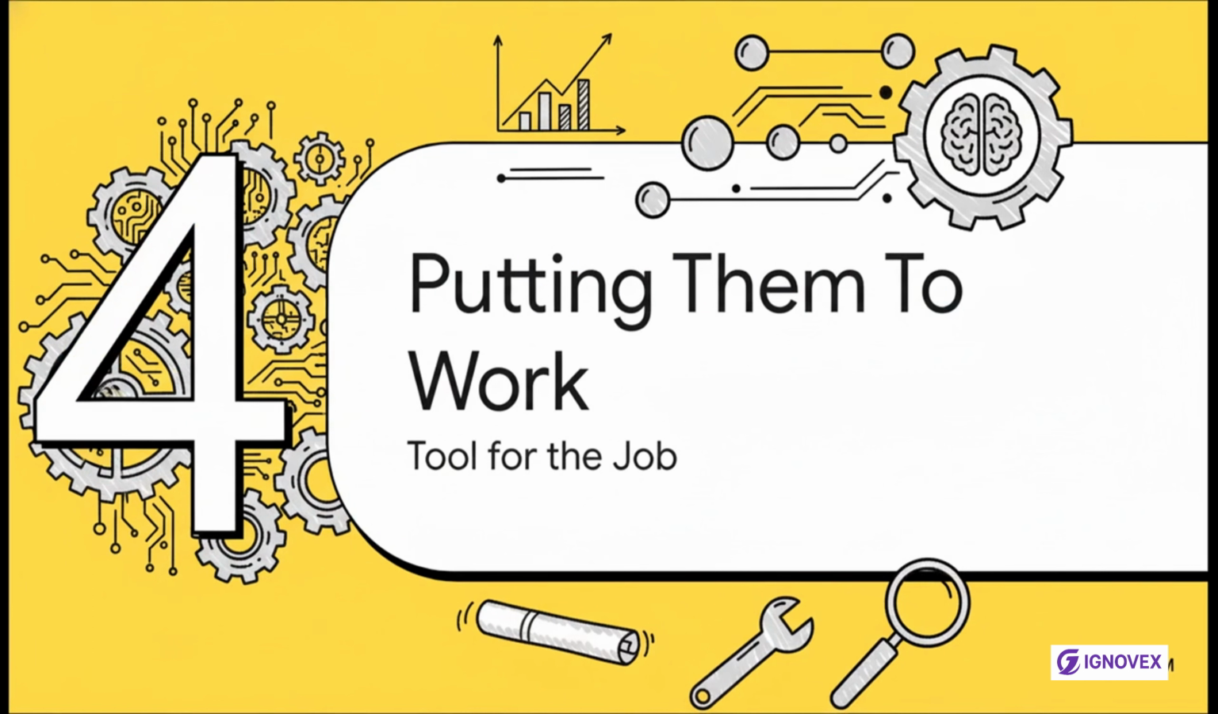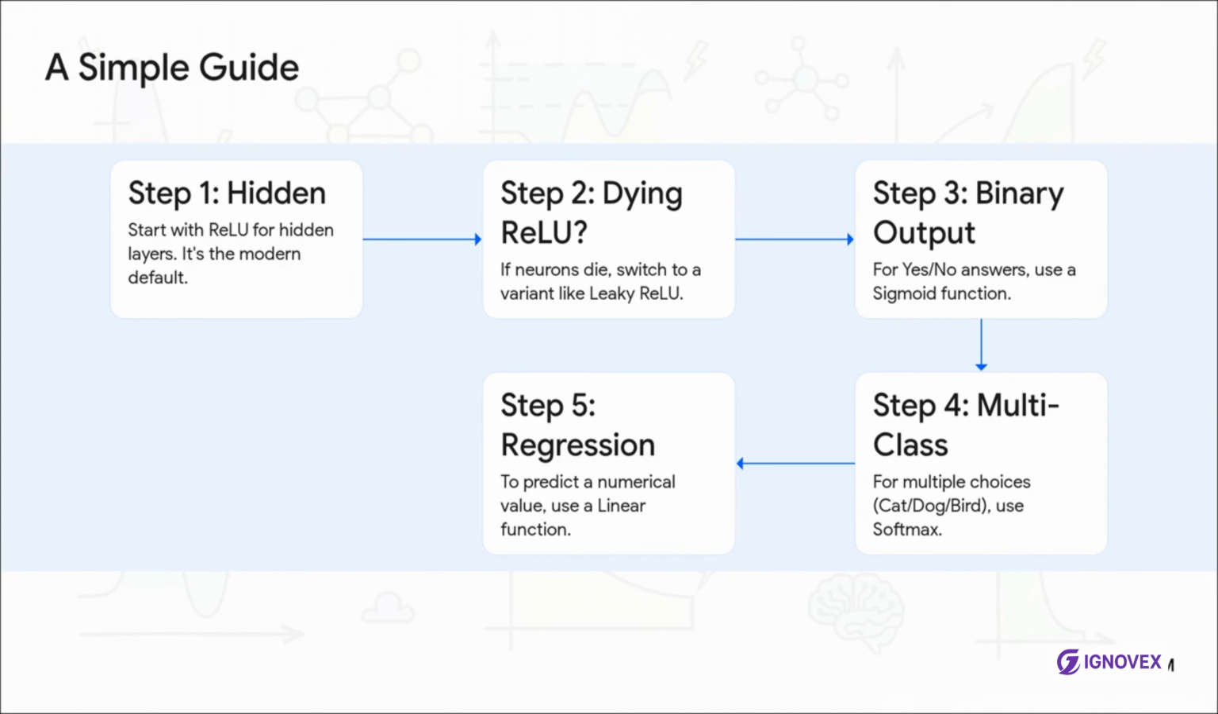Okay, that's a lot of theory, I know, but it's a cool story, right? So now let's get down to brass tacks. How do you actually pick the right tool for the job when you're building something? Think of this as your quick start guide or a cheat sheet. For all those hidden layers deep inside your network, your default go-to choice should be ReLU. Just start there. It's the standard for a reason. It's fast and it just works. Now, if you start running into issues with dying neurons, that's your cue to switch over to leaky ReLU.